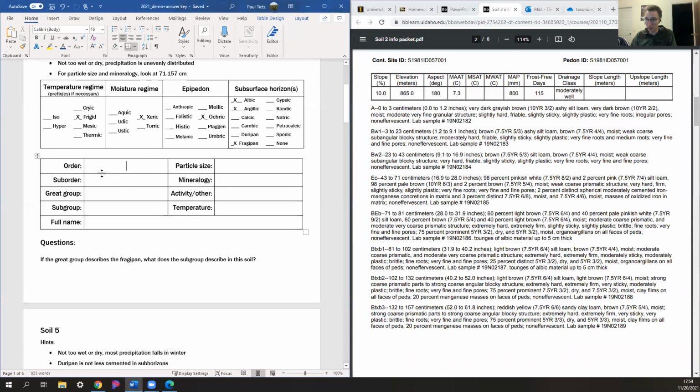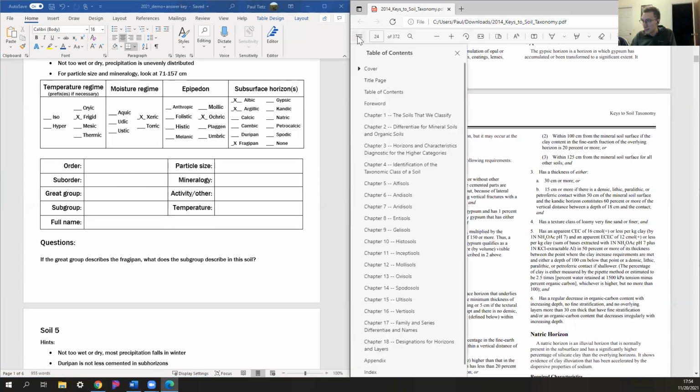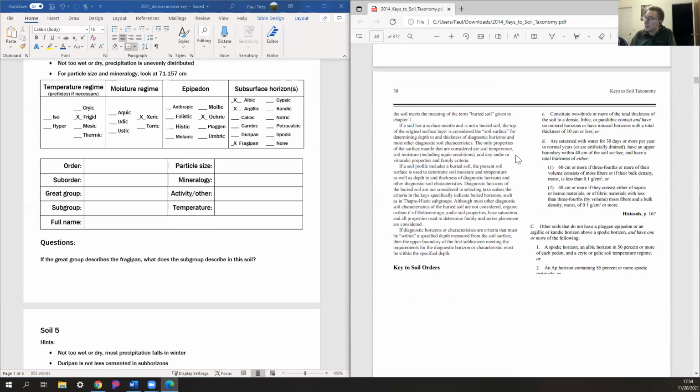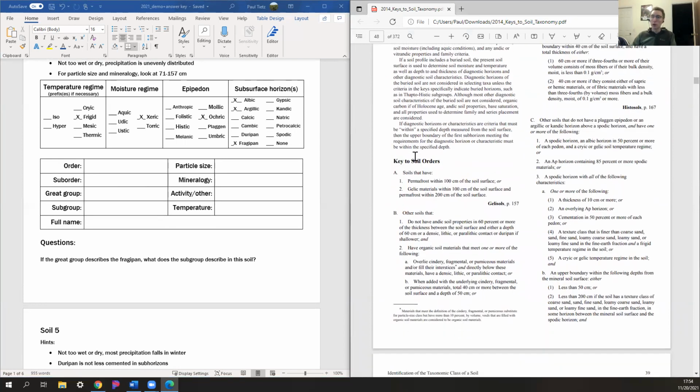Okay, let's keep moving right along to the soil order. I'm going to use the official taxonomy book here to do that. And I think I skipped to chapter 4 for that. Identification of the taxonomic class of a soil, which is our key to soil orders. Okay, so remember that the definitions for each soil order get more broad as you work your way through the key. So you have to start at the top and work your way down to make sure you don't make any mistakes. So the definitions start narrow and they get more and more wide.